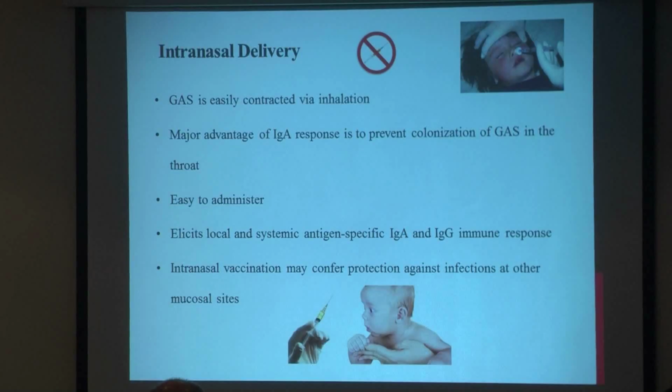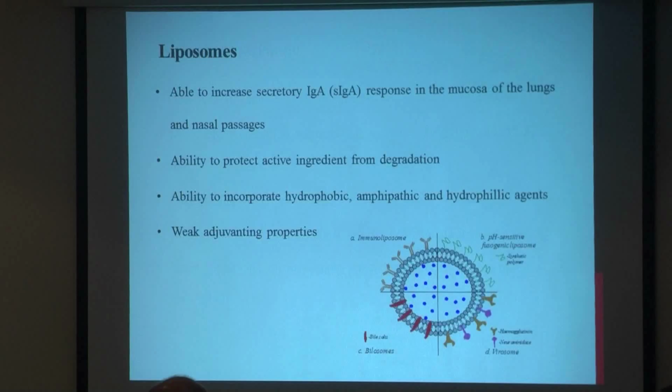As we know that GAS is easily contracted via inhalation, what we wanted to do is to prevent colonization. In order to do so, we want IgA responses. Therefore, one way of getting IgA antibodies is immunizing via intranasal delivery. Other advantages include its ease of administration, and also it elicits local and systemic antigen-specific IgA and IgG immune responses. Next, we know that liposomes themselves enhance salivary IgA. Therefore, we use this as one of our delivery vehicles.